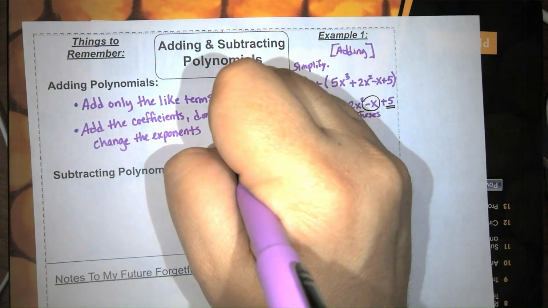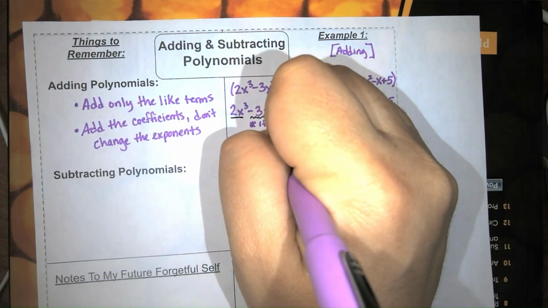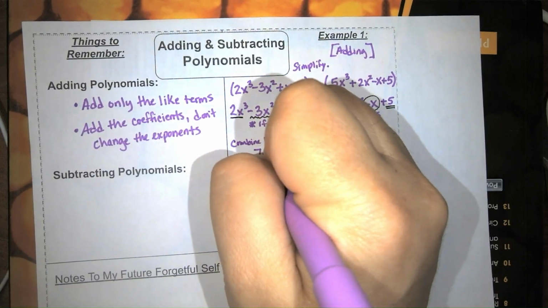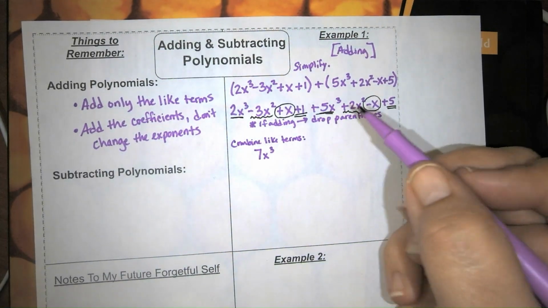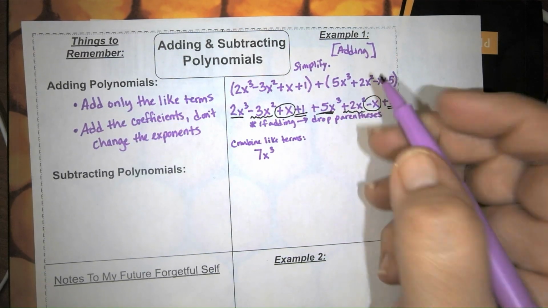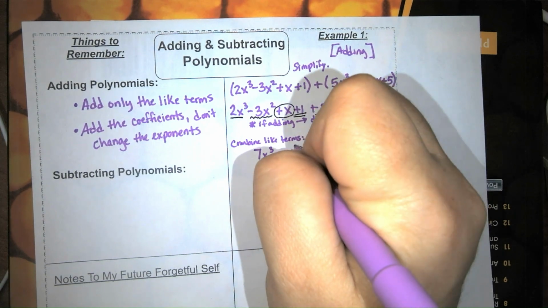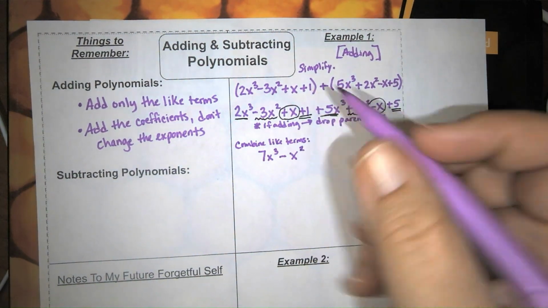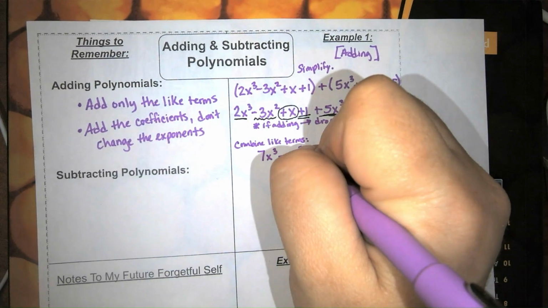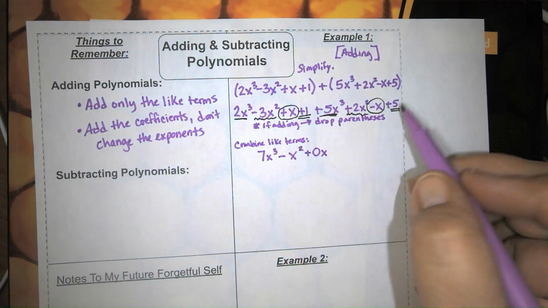Let me write here, combine like terms. And we can do 7x to the third. If I combine my x squareds, I have a negative 3x squared plus 2x squared, so that becomes negative 1x squared. I'm just going to write negative x squared. I don't usually write the 1. Positive x and a negative x are going to cancel out, so I'm going to have 0x. And then positive 1 and positive 5 makes positive 6.